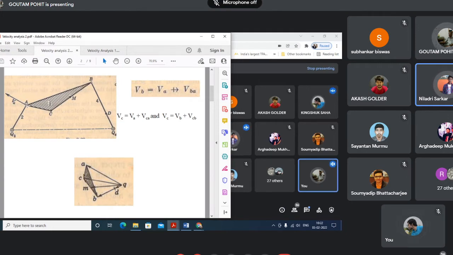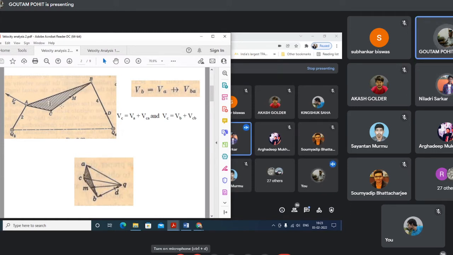Actually, I will try to draw this velocity triangle. Now, we know the direction of the absolute velocity of point B: it is perpendicular to Q4B, right? Anything else we know? The direction of VBA: it will be perpendicular to AB, from the relative velocity method. Now, what we do is, from this point Q, I draw the absolute velocity VB direction.